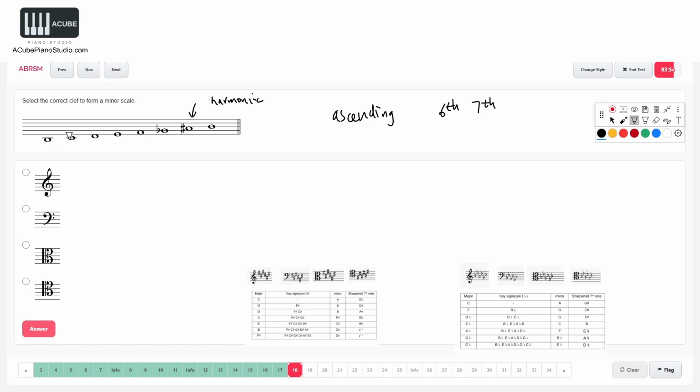Then here, if you look at this, there is one flat, right? Then you have the sharpened 7th note. Which minor has just one flat? It is D minor, right? For D minor, the key signature is B flat, based on the key signature chart. Then another thing we need to remember is that the 7th note is C, so I'll sharpen it. So it's B flat and C sharp. Which clef should I use so that I get B flat and C sharp here? Well, it is bass clef. So this is bass clef.